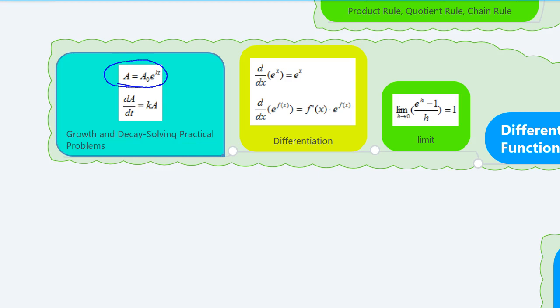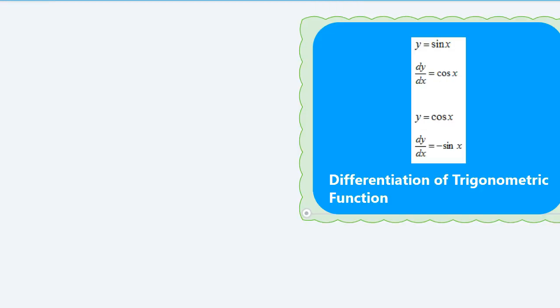If we have that equation, by differentiating A with respect to t, we can have dA/dt, and dA/dt is equal to kA. So if this is given, we can say A is equal to A naught times e power kt. By using this equation, we can solve practical problems.